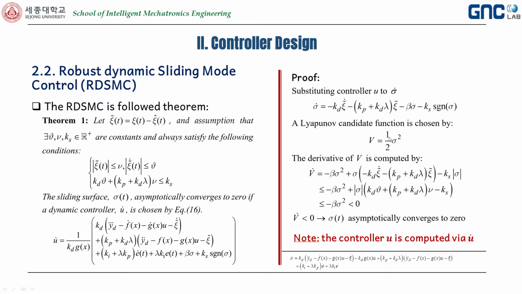The Lyapunov candidate function is chosen as V equals 1 over 2 sigma squared, and the derivative of V is computed by this formula. It's easy to prove that V dot is a negative value. So it means that sigma, the dynamic sliding surface, asymptotically converges to 0. Note that the controller u is computed via u dot. You can take a look here: u is computed via u dot.